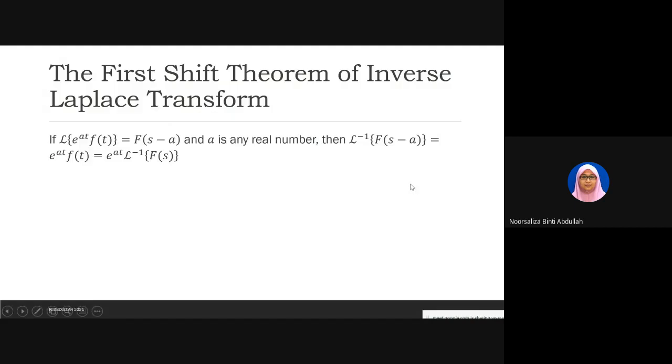Okay, so first shift theorem. For the inverse, this is when we convert from time domain to S domain. We have exponential AT times FT, then its Laplace will be Fs minus A. And now by using this first shift theorem, we want to find the inverse.